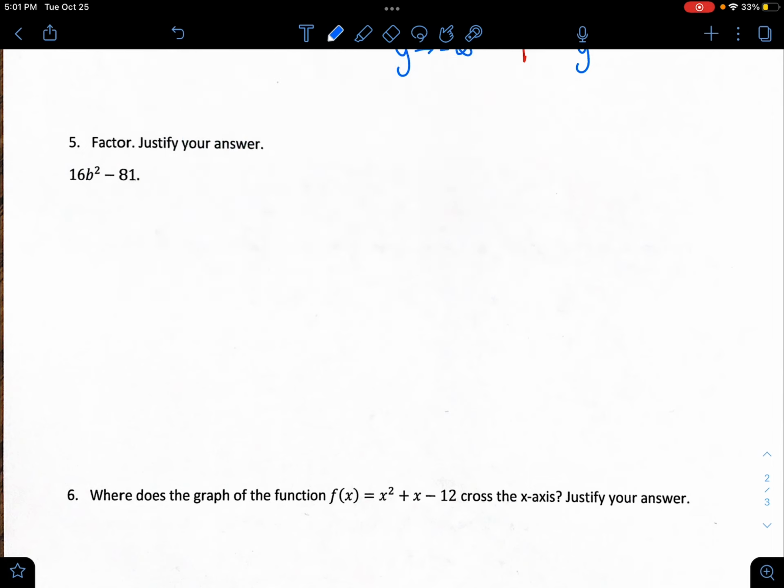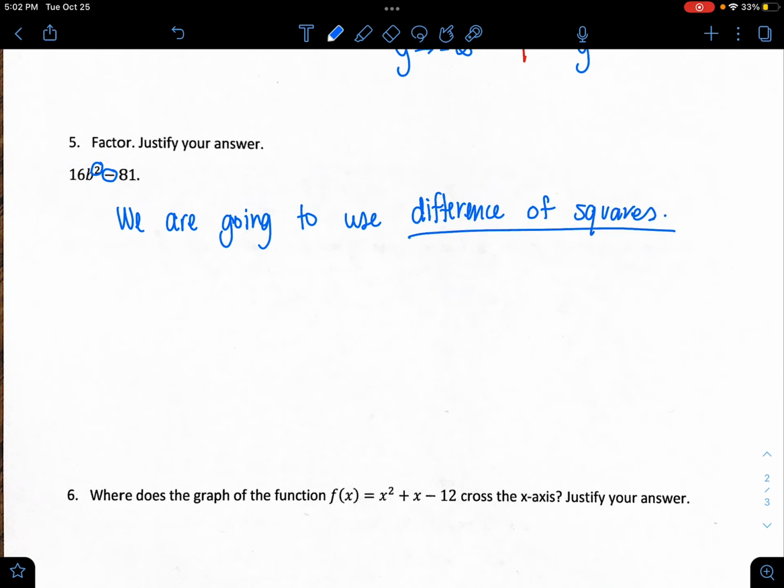And second to the last one, factor, justify your answer. Remember, we have a square and we have a difference. So what does that mean? We are going to use difference of squares. Remember, it's a squared minus b squared equals a plus b, a minus b. So I expect to see this in your test.